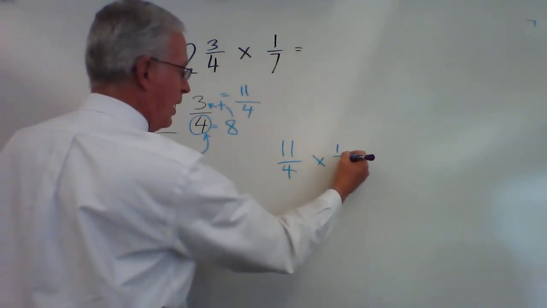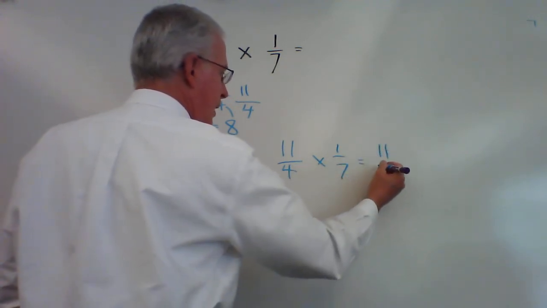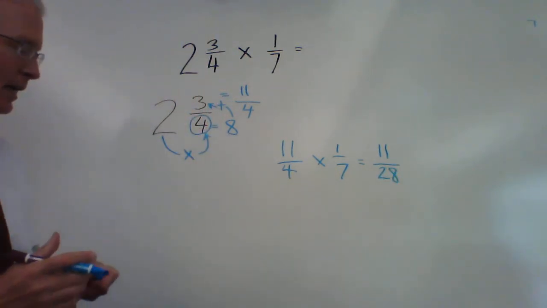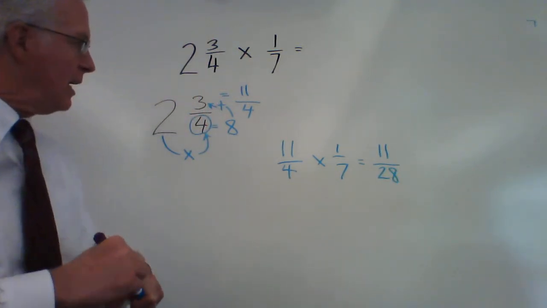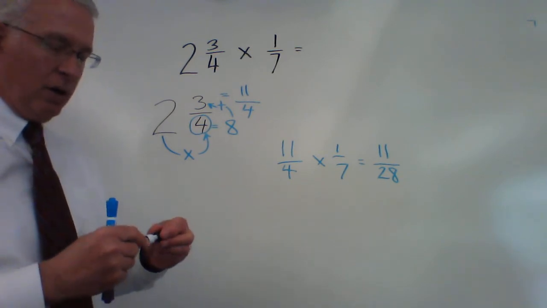times 1/7 equals 11/28. And I think that's as simple as it will go, 11 being a prime number and all.